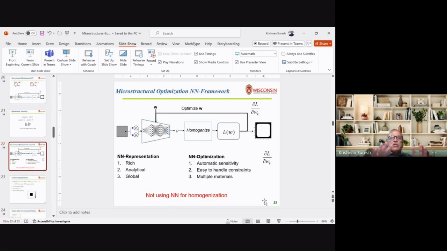So this is probably the most important slide, if I can emphasize what this whole idea of neural networks is and why you want to use it in engineering: two things.